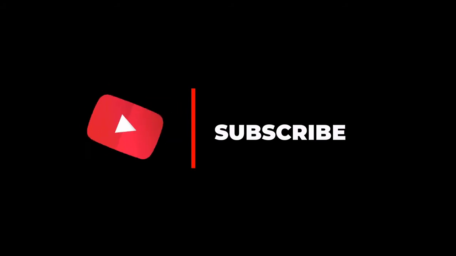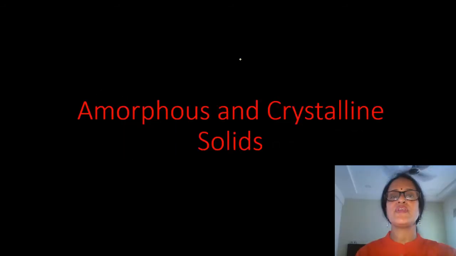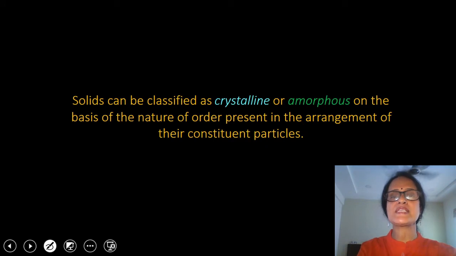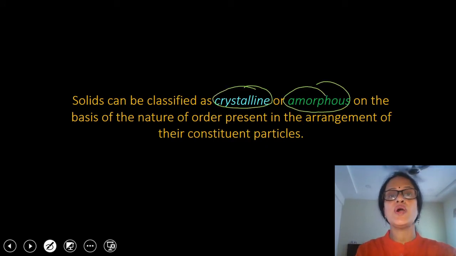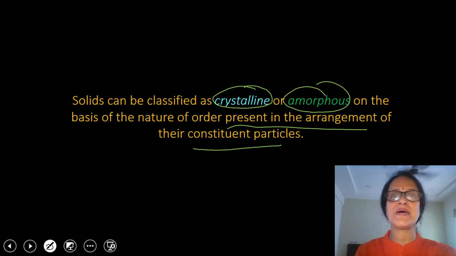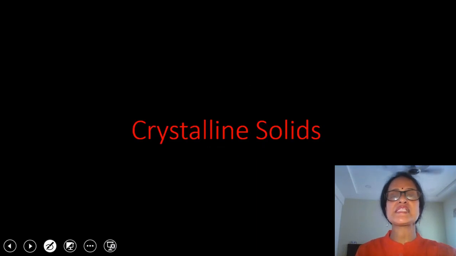So now let's start the topic. Today we will learn about amorphous and crystalline solids. Students, solids can be classified as crystalline or amorphous on the basis of the nature of order present in the arrangement of their constituent particles. So, the criterion for dividing a solid into two categories is the nature of order present in the arrangement of their constituent particles. We will start the discussion with crystalline solids.